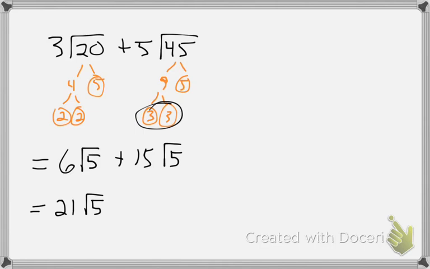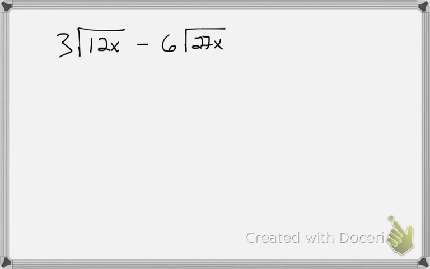Let's see another one. 1 is never enough. What if we needed 3 square root of 12x minus 6 square root of 27x? Again, at first blush, these are not like radicals. You guys agree? However, we can simplify.